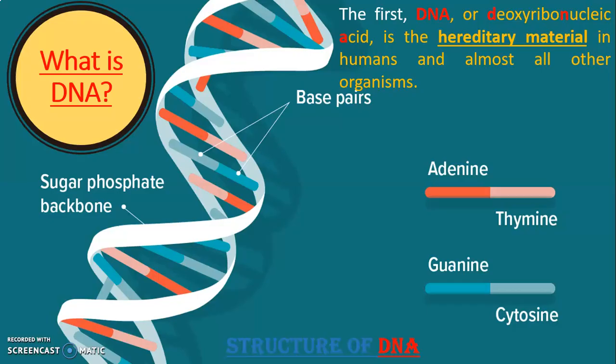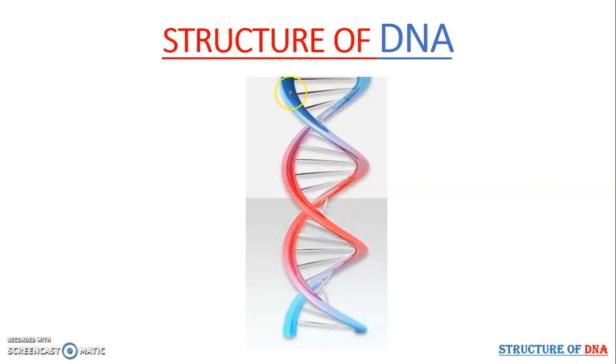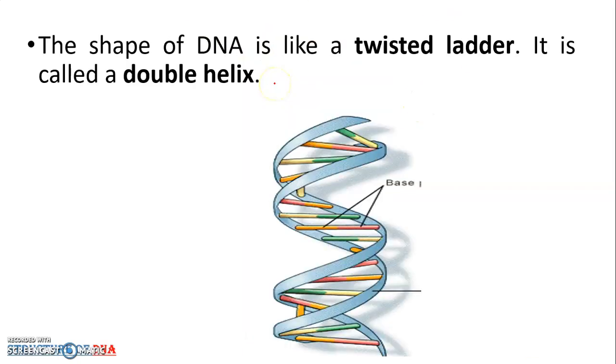What is DNA? DNA is nothing but deoxyribonucleic acid, and it is the hereditary material. It is used for the transfer of characteristics from the first generation to the second generation. So let us discuss the structure of DNA.